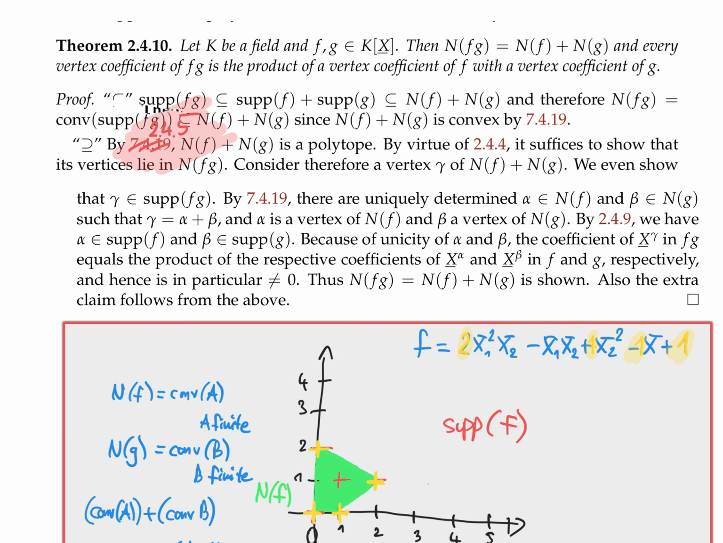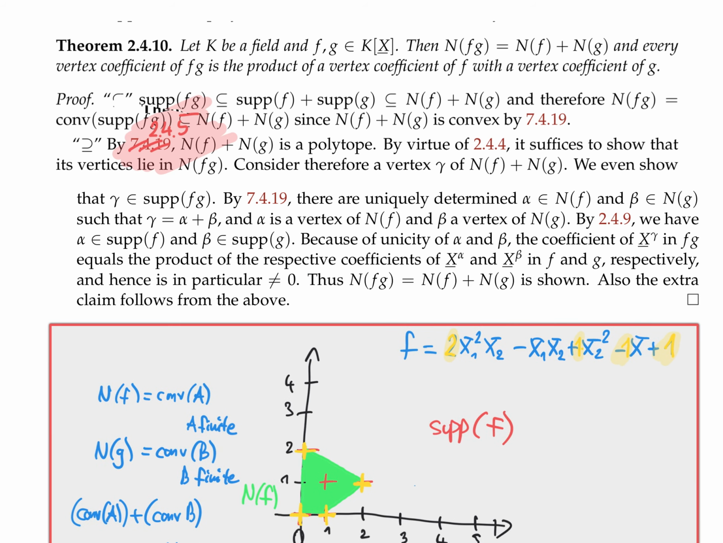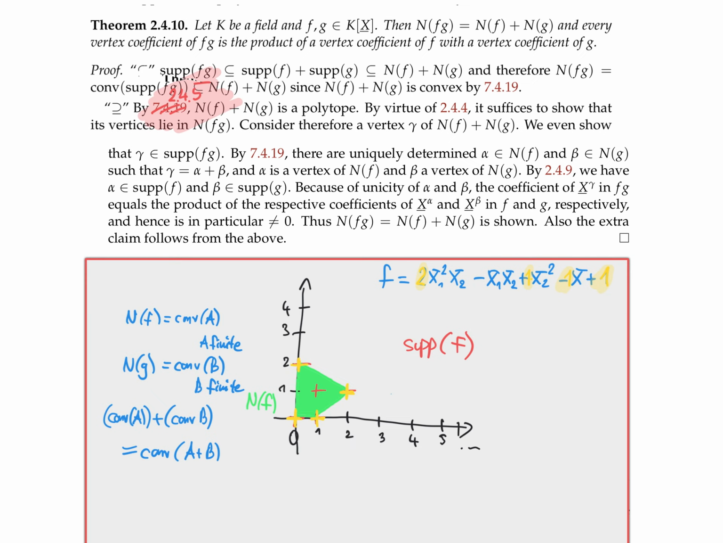Also, the extra claim follows from the above, right? The extra claim is that every vertex coefficient of f times g is the product of a vertex coefficient of f with a vertex coefficient of g. Right? So I think it became clear during that proof.